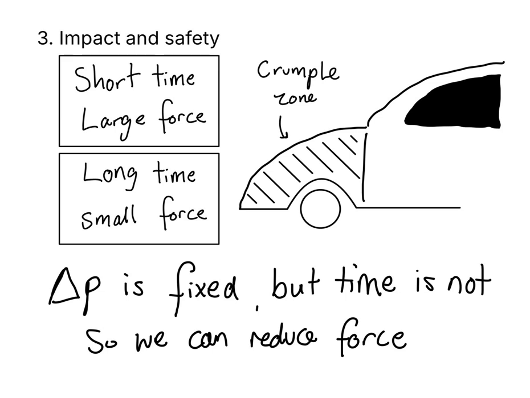So a car is designed to crumple, with an airbag that inflates, or a crash mat under a gymnast. All of them do exactly the same job. They extend the collision time, and in doing so they shrink the force on the whole body. Same momentum change, longer time, smaller force. That's the whole principle.